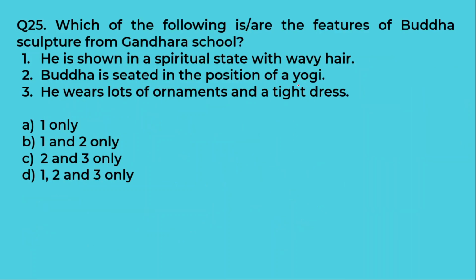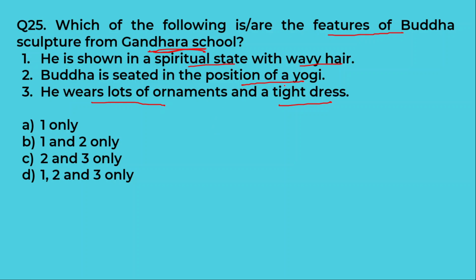Now, which of the following is or are the features of Buddha sculpture from Gandhara school? First statement, he is shown in a spiritual state with wavy hair. Second, Buddha is seated in the position of a yogi. Third, he wears lots of ornaments and a tight dress. 1 only, 1 and 2 only, 2 and 3 only, or 1, 2 and 3 only. So pause the video, solve the question, take your time. I am telling you the answer.